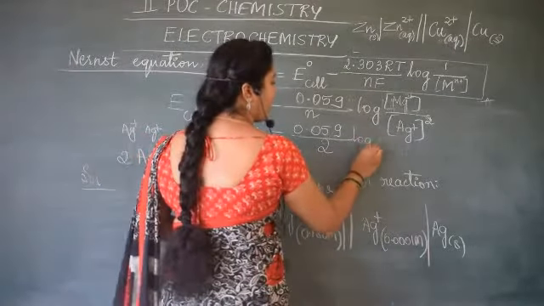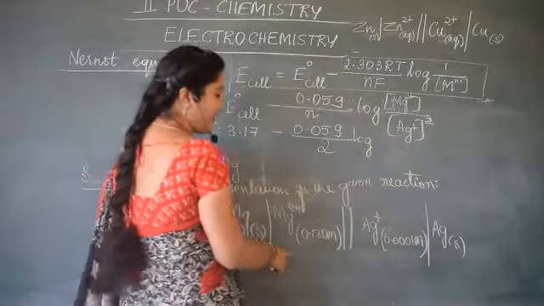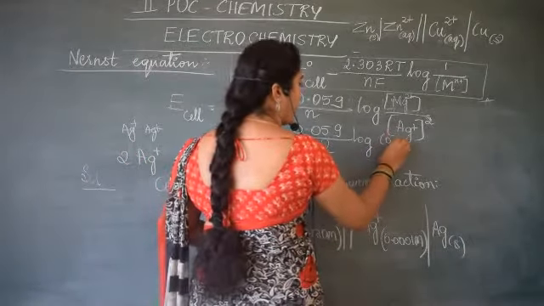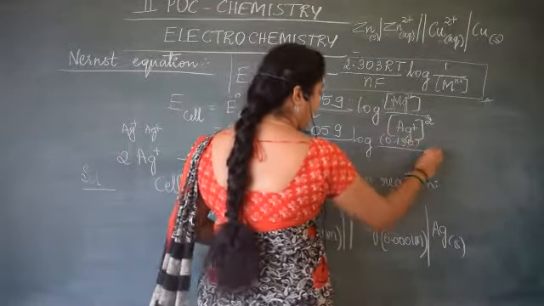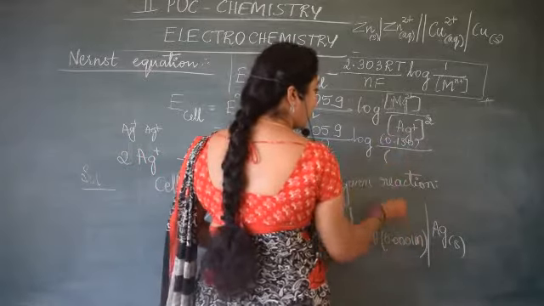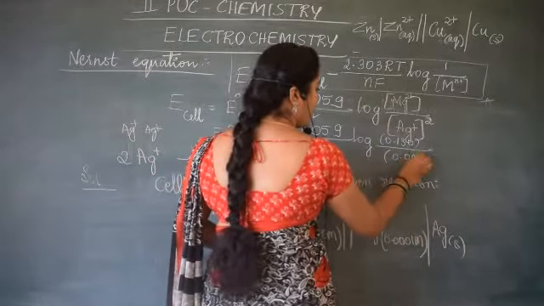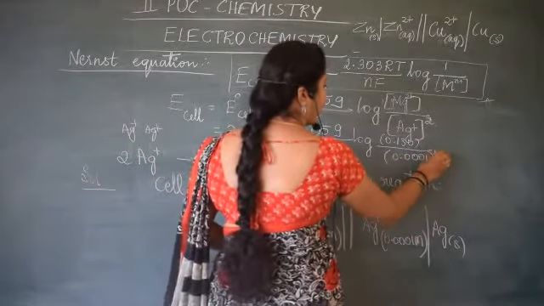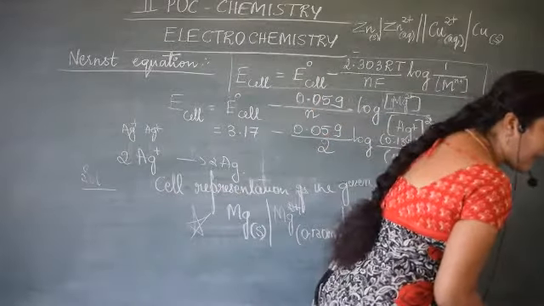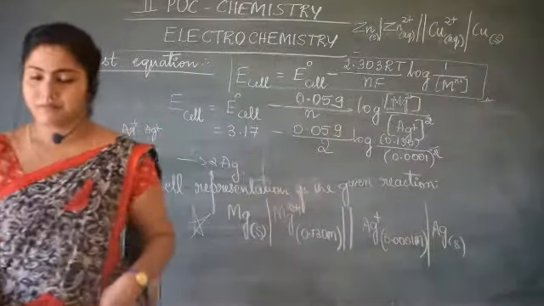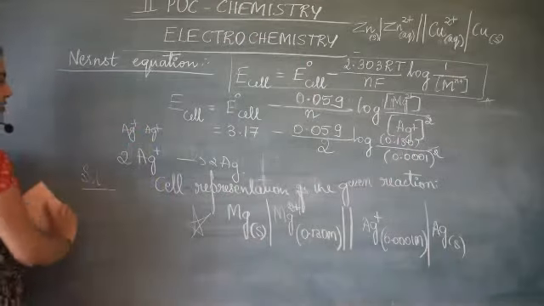Now substitute the concentration values whichever are given. Here it is 0.130 whole divided by the concentration 0.0001 whole squared, because there is the power that has to be considered, the stoichiometric coefficient which was taken.